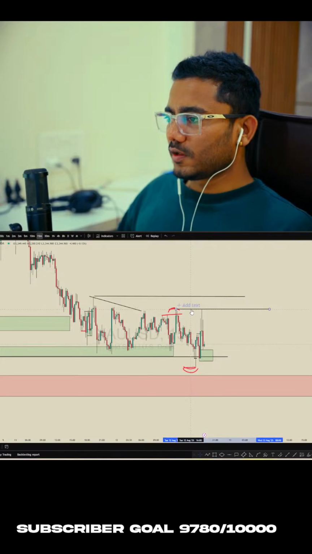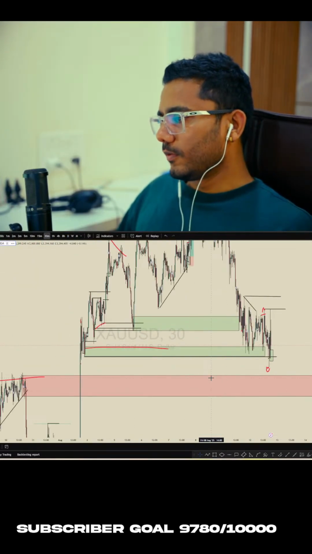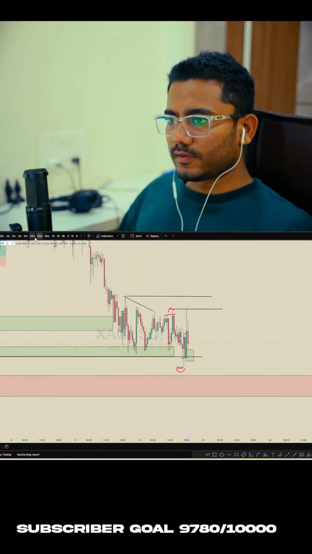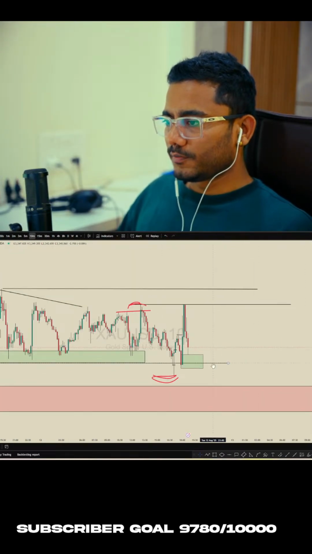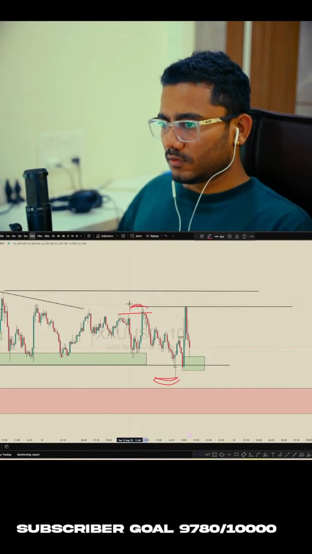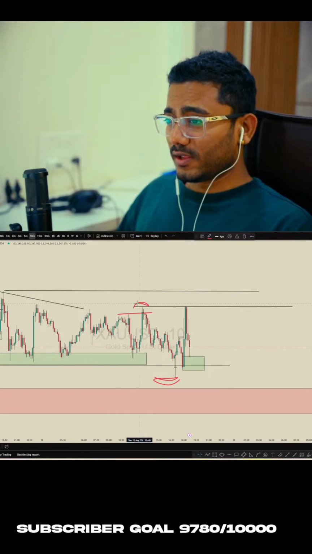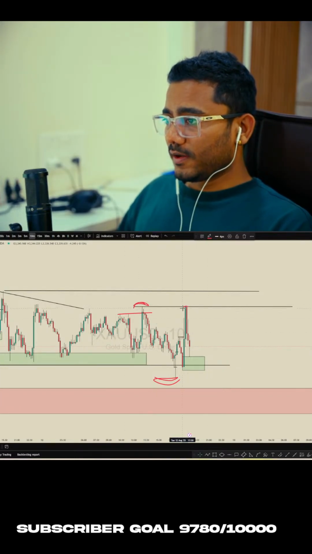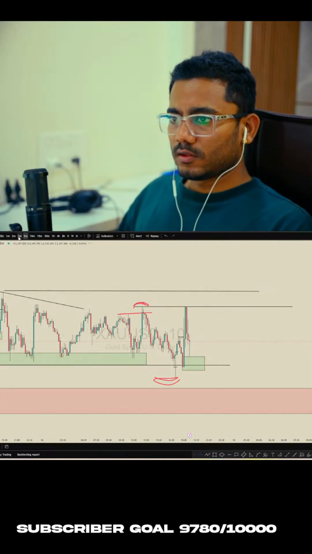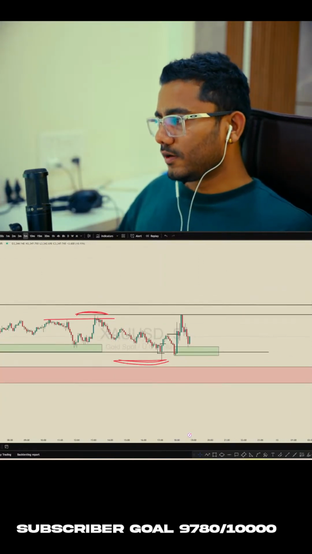Because this structure has not been broken yet, it's valid, but you can't risk more than 1%. So let's see here. We have this structure which induced this previous high. So this is our strong lower high, and price failed to break this high. So it's creating equal highs over here. That's why, if you want to enter, you can enter, but enter with less risk.